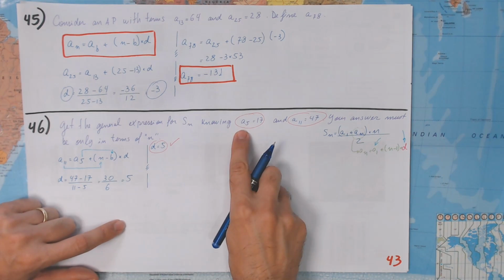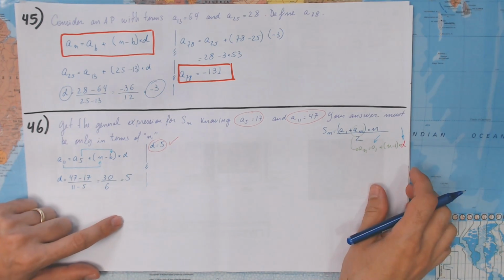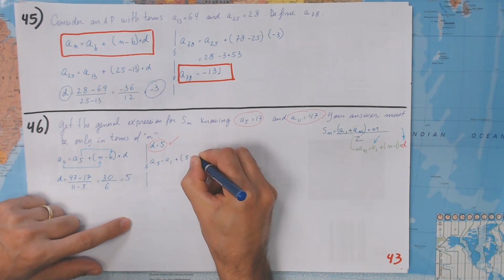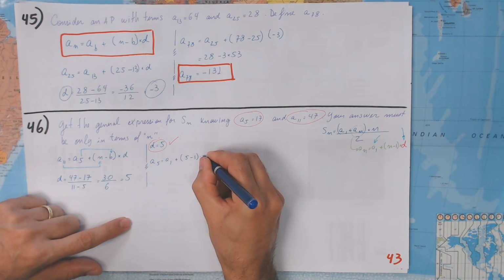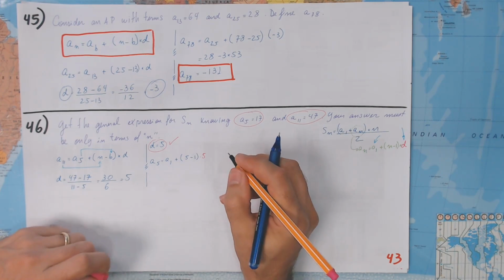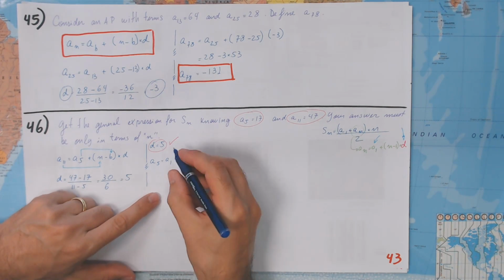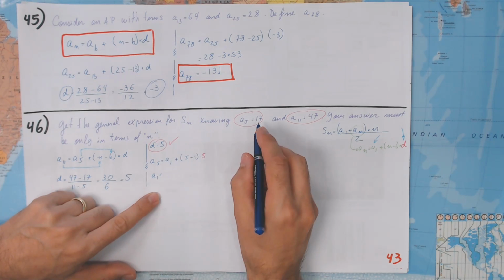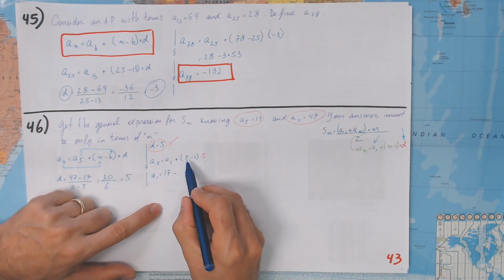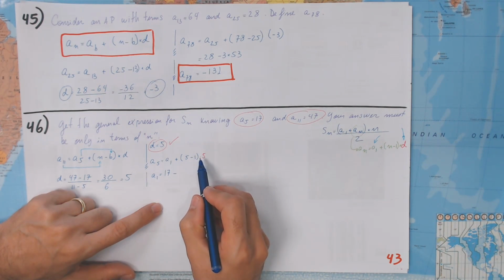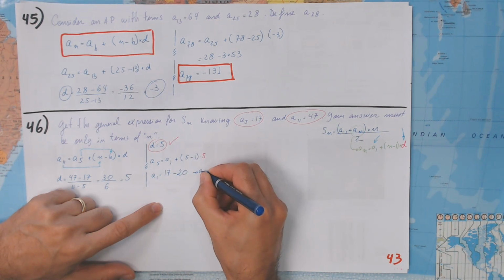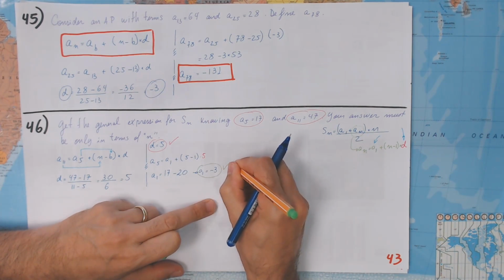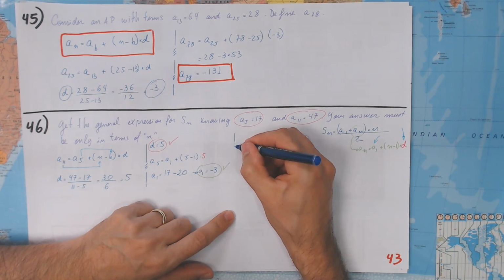Now let's find A1. We have A5 and we have D, so we can get A1. A5 is going to be A1 plus (5 minus 1) times D, and D we know already, it's just 5. Now we are interested in getting A1. A1 is going to be A5, which is 17, minus 5 minus 1, which is 4, times 5, which is 20. Therefore A1 is going to be minus 3. This is going to be our A1.